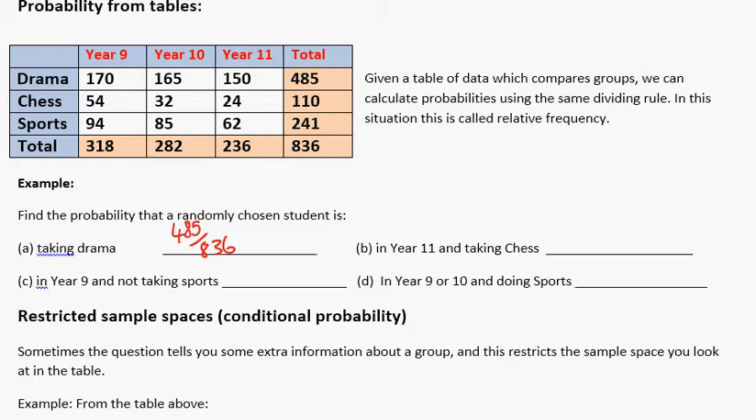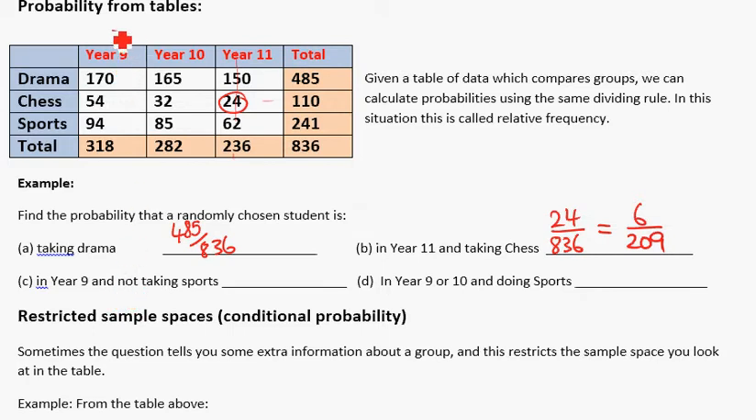So the student needs to be in year 11 and taking chess. Get rid of that one. So year 11 is down this column, taking chess is across here. I can see there's 24 out of 836. They're both even numbers, so that must simplify. You try on the calculator, use the fraction button and push equals. 6 over 209.